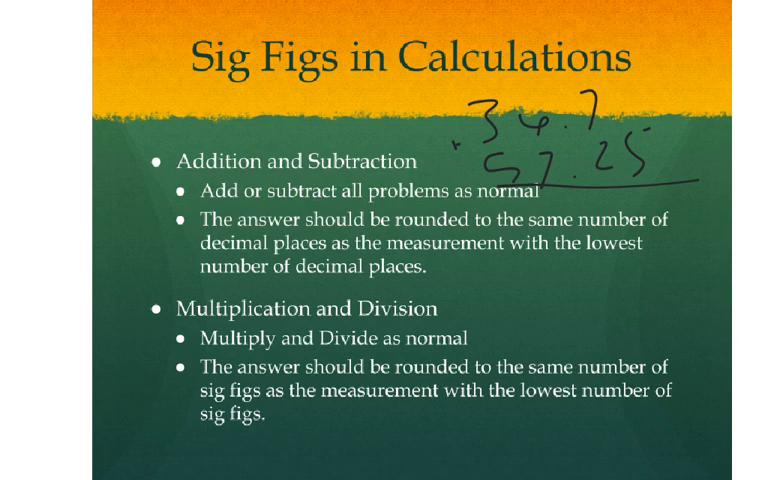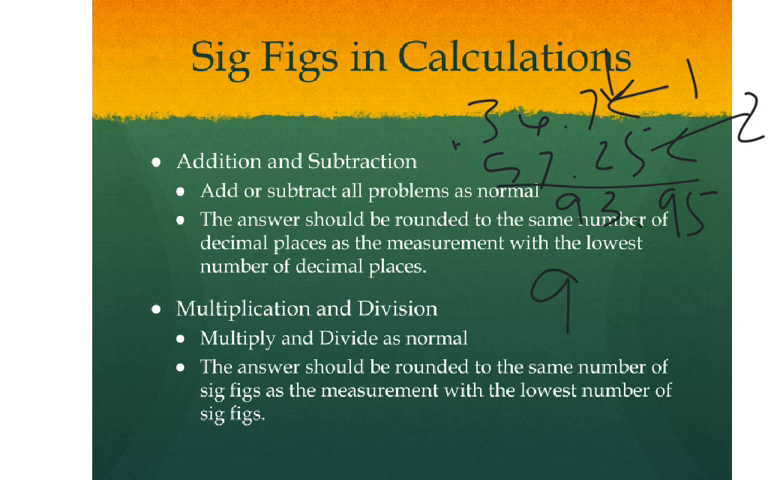Then your answer should be rounded to the same number of decimal places as the measurement with the lowest number of decimals. Okay? So you're adding them all, and then you're focusing on what's to the right of the decimal. Okay, so let me add these up real quick. All right, so I just added them up, and I got 93.95. And my rule says here, the answer should be rounded to the same number of decimal places as the measurement with the lowest number of decimal places. This number here has 1 decimal place. This number here has 2 decimal places. That means I need to round my number to 1 decimal place.